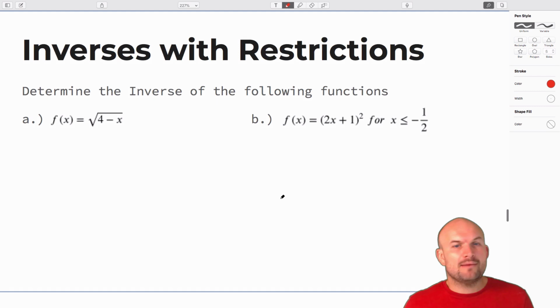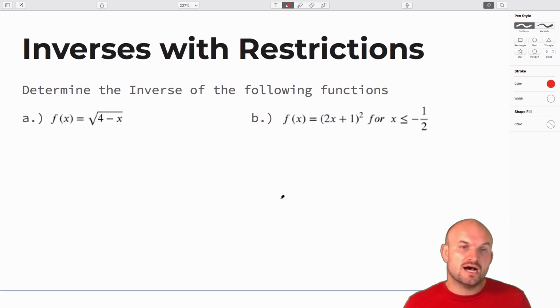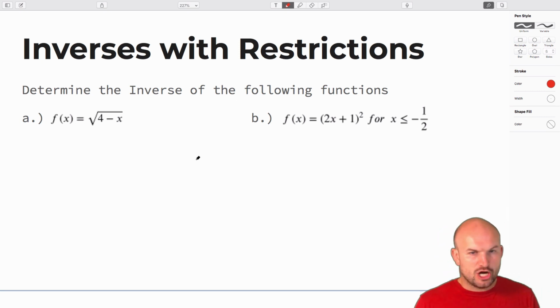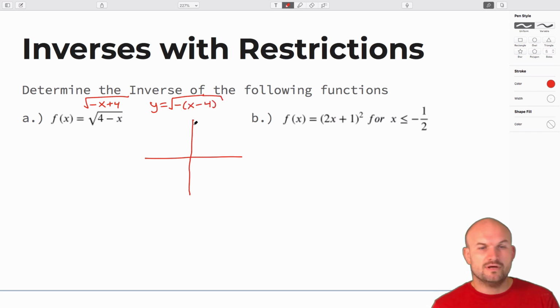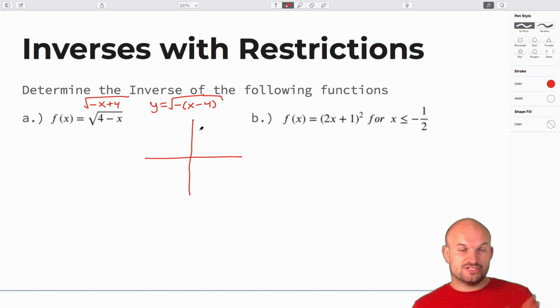All right, then the next one is the inverses with restrictions. What I did is I asked students to determine the inverse of the functions and see where there's an issue. To understand why there's an issue, let's just graph what y equals the square root of 4 minus x would look like. I told students to rewrite that as the square root of negative x plus 4. Then factor out the negative, so that's the square root of negative (x minus 4). That means it's reflected about the y-axis and shifted 4 units to the right. 1, 2, 3, 4.